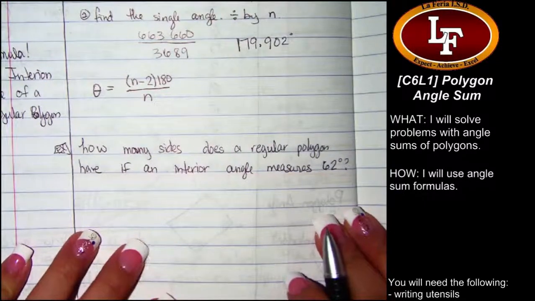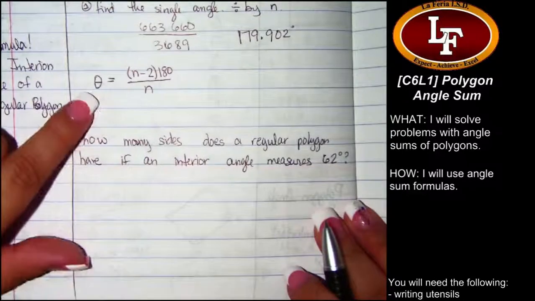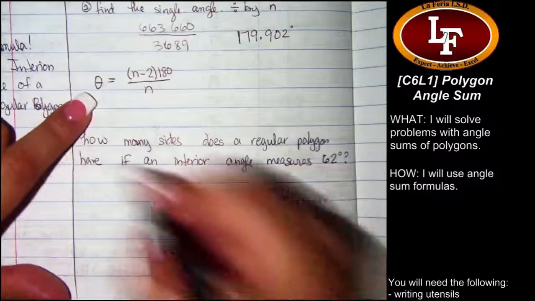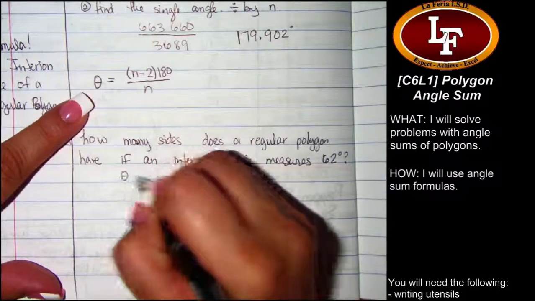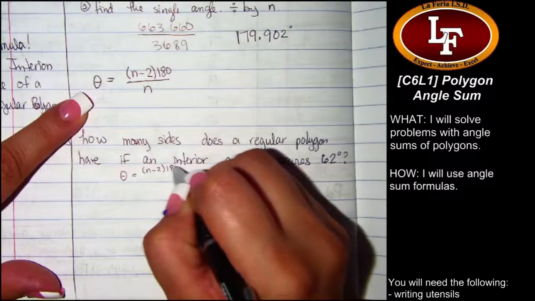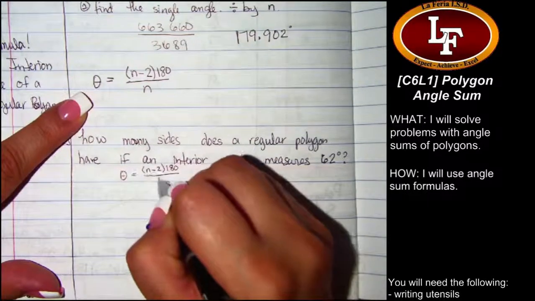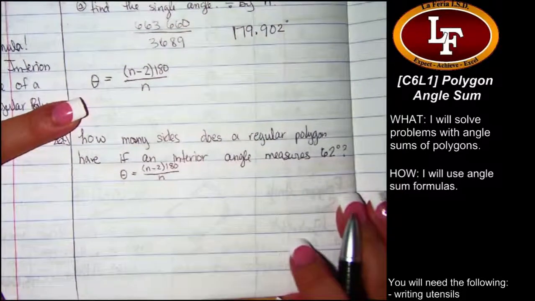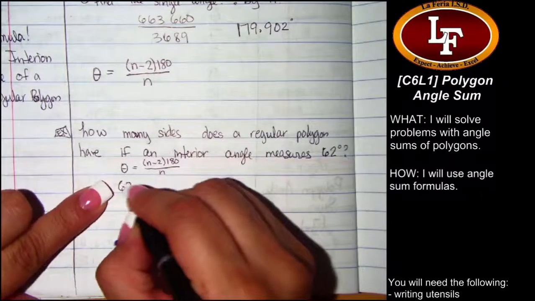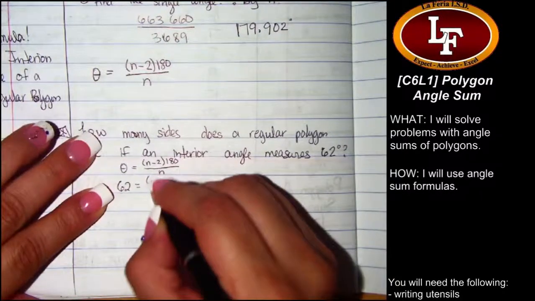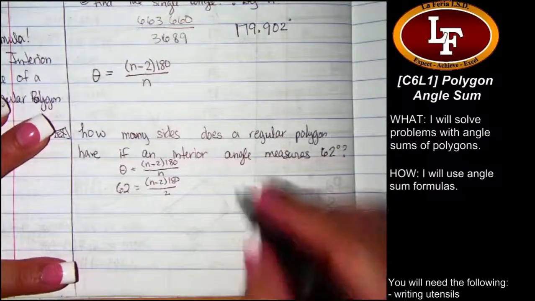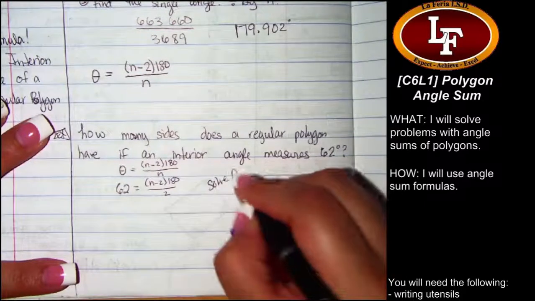All right. We're going to use our formula here because we're given an angle measure. So we're going to plop it in here. I'm going to rewrite my formula. The measure of the angle is equal to n minus 2, the number of sides minus 2, times 180 divided by n. Now our angle measure is 62, so I'm going to make that substitution right here. I'm going to leave everything else the same. And now this becomes a solve for n kind of deal.